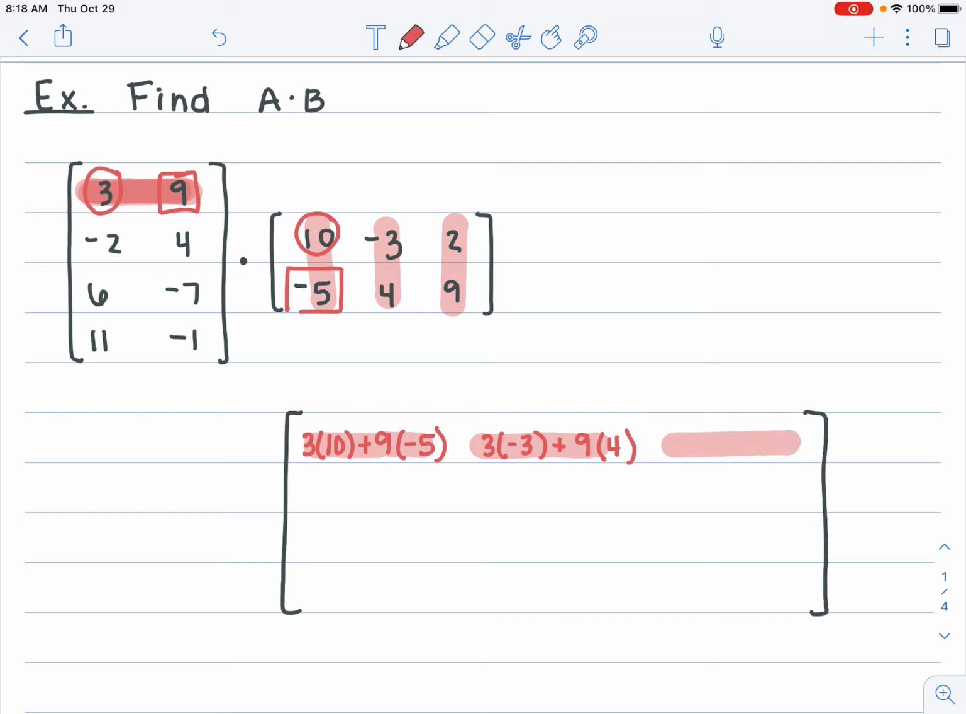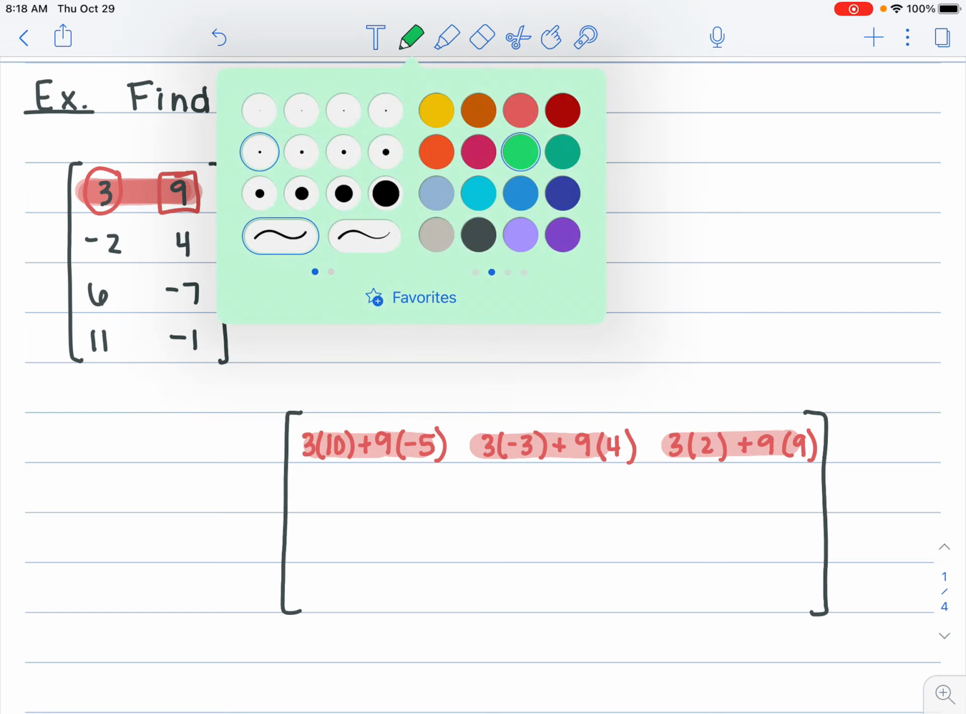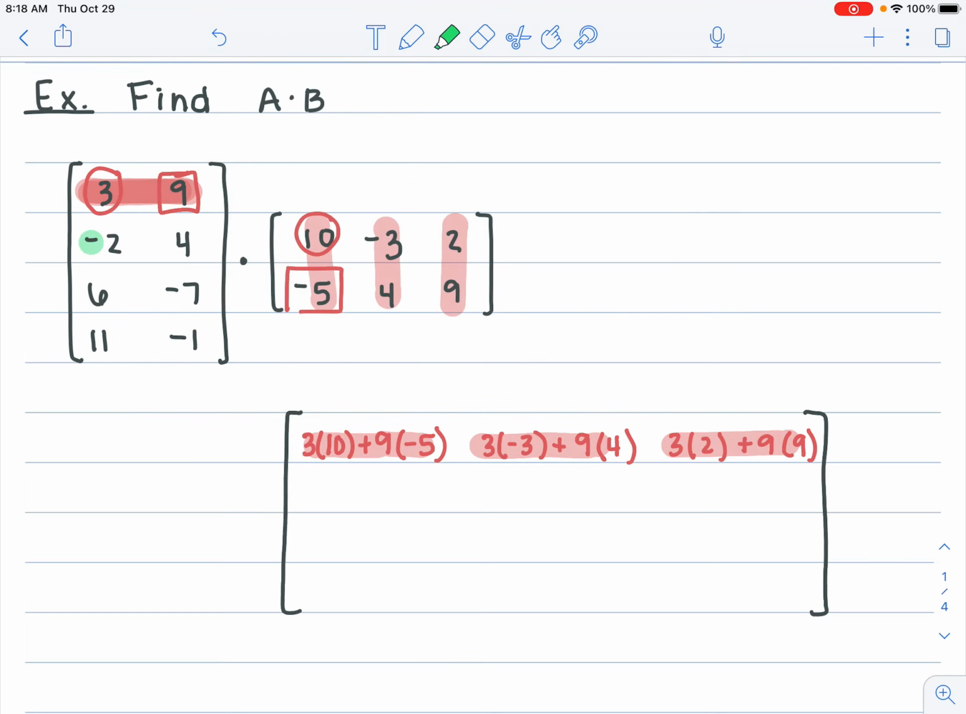Finally, I'm going to do that first row, third column. That's going to get me my row 1, column 3 entry. That's going to be 3 times 2 plus 9 times 9. And we have completed that whole first row. We're going to repeat this process for all the other rows in matrix A.